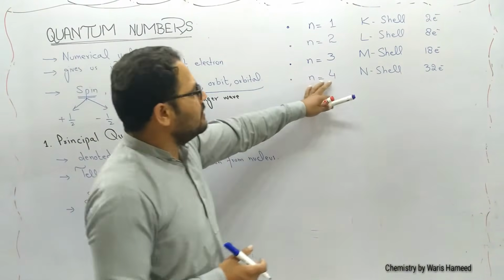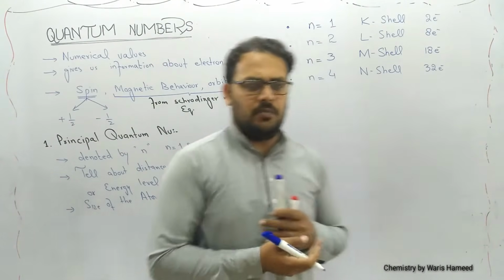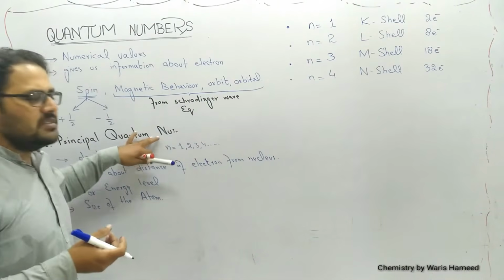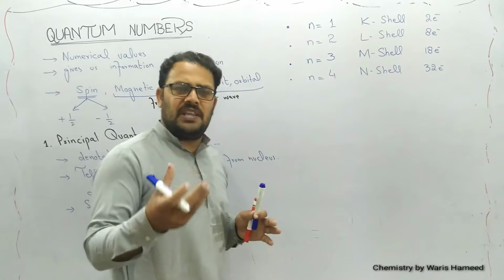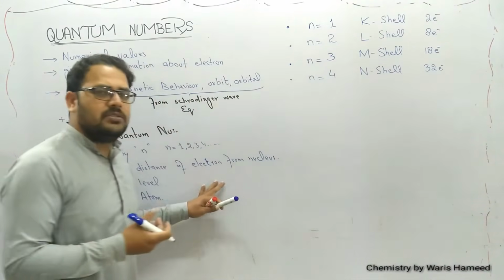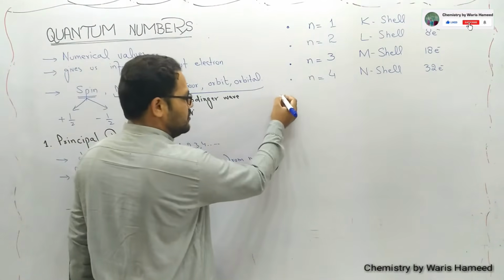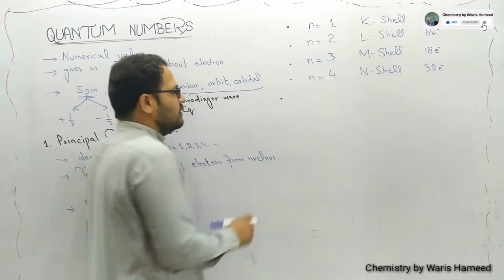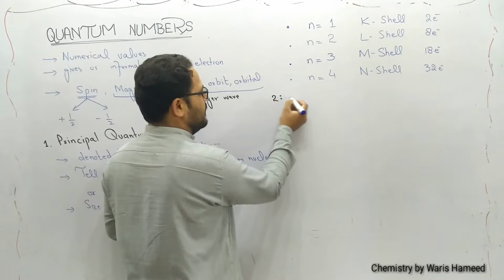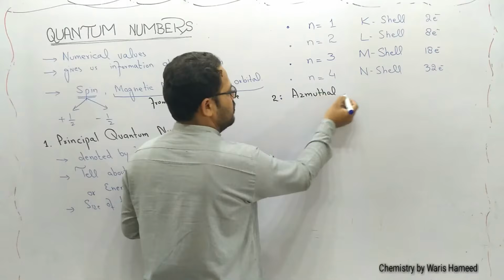Actually, these are the shells that were first explained in the Bohr atomic model, but these principal quantum numbers are not sufficient to explain the behavior of the electron. So Schrödinger solved this problem and introduced other quantum numbers too. The second quantum number is the Azimuthal quantum number.